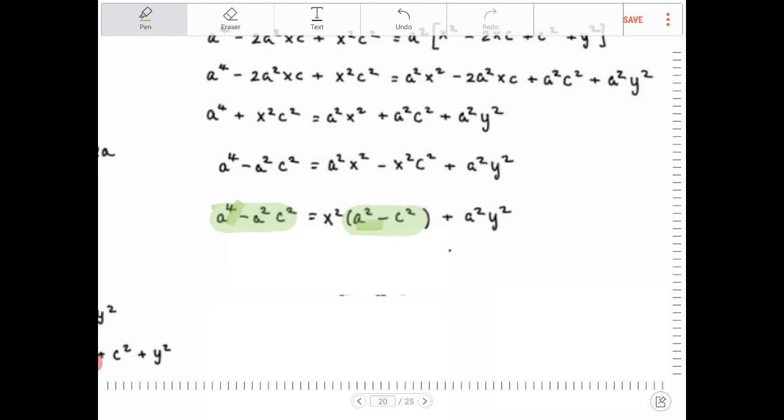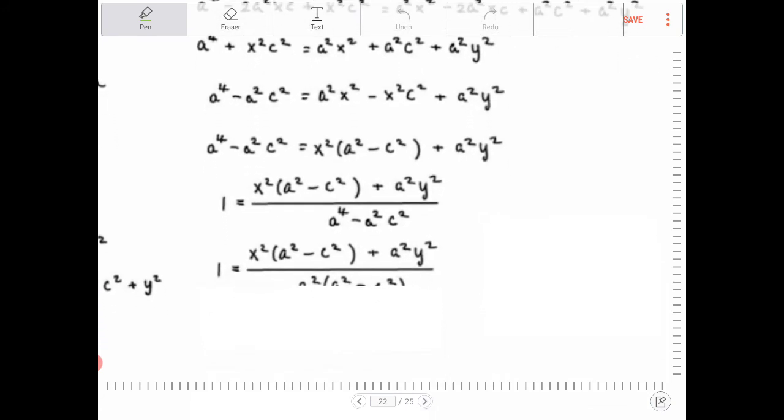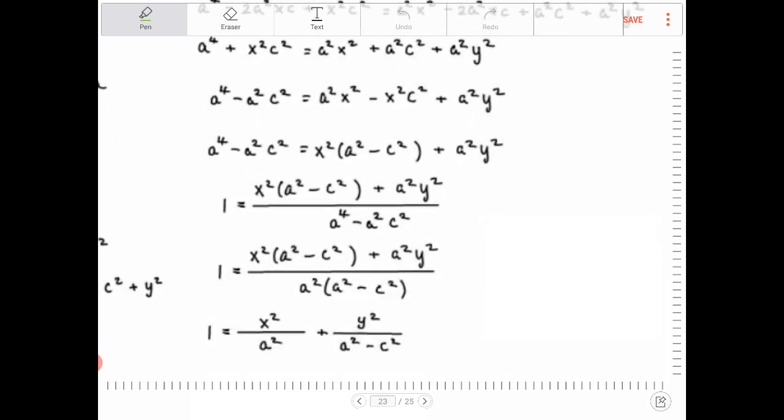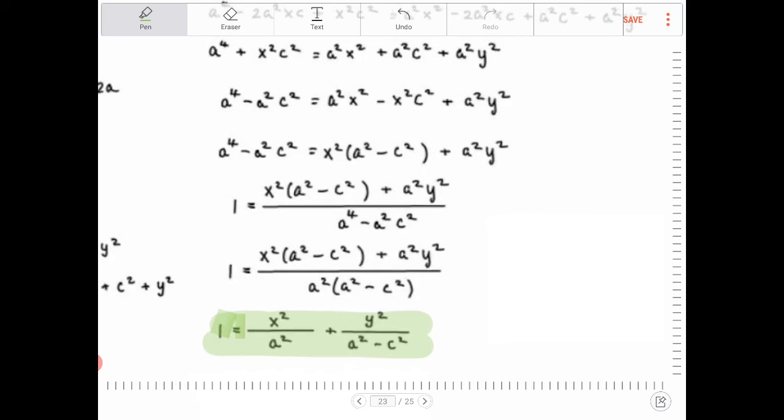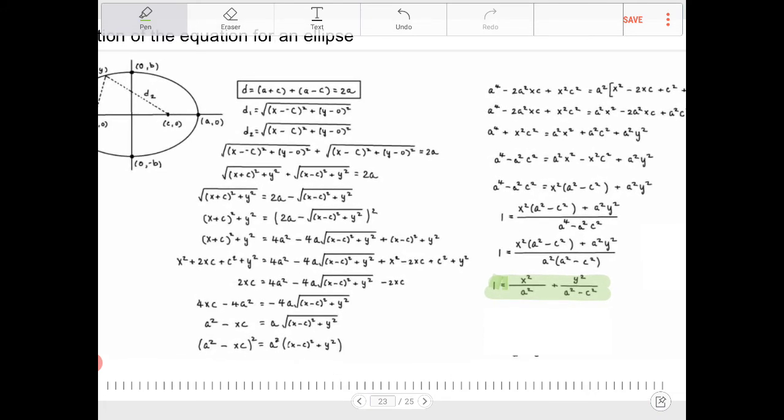So what we're going to do, the next step, is divide both sides by a to the fourth minus a squared c squared. Why am I doing that? Because in the next step, you're going to notice that the denominator has a common factor of a squared minus c squared with the first term, and the second term has a common factor of a squared. So the whole fraction then gets to be rewritten into this expression here. And we are really in the home stretch because this equation in green right now, doesn't that look a whole lot better than the equation that we started off with?